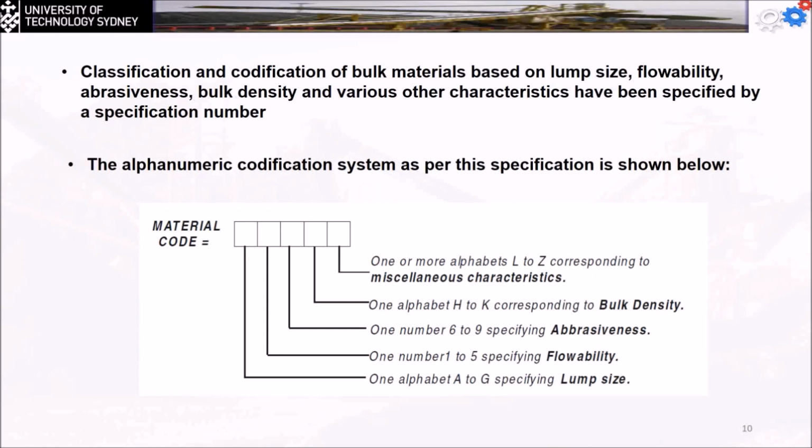The first digit is going to be one letter of the alphabet from A to G, specifying the lump size of the material. The second digit is going to be one number from 1 to 5, specifying the flowability of the material. The third digit is going to be a number from 6 to 9, specifying the abrasiveness. The fourth one is going to be one letter from H to K, corresponding to the bulk density. And the last one is going to be one or more letters from L to Z, corresponding to the miscellaneous characteristics.